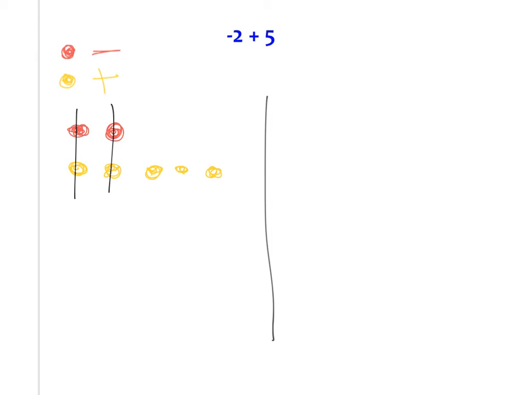So I'm left with 3 integer chips, and they all are positive. So my answer is going to be positive 3. Another way that I'm going to represent it is using the number line. So here's my number line, right?